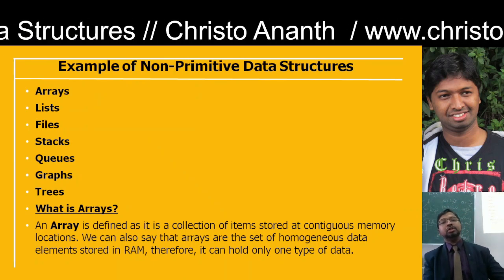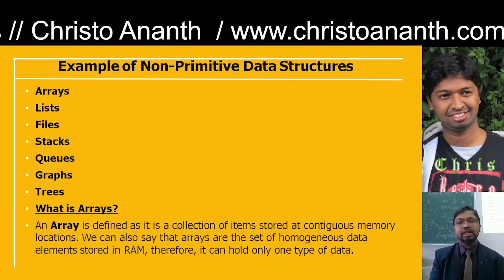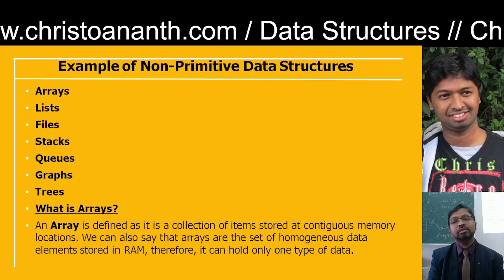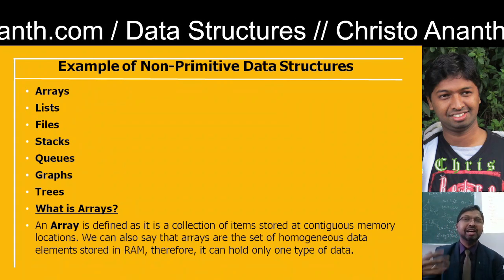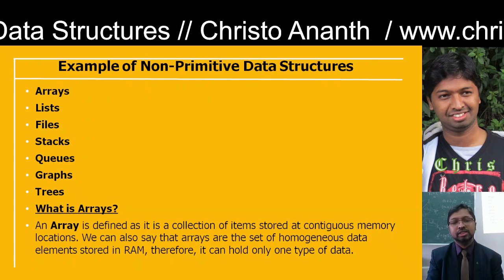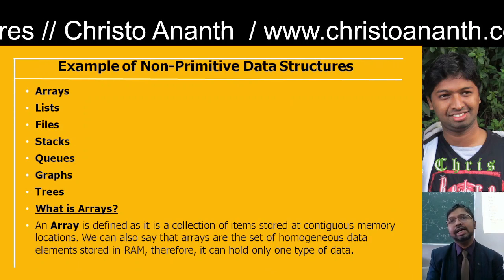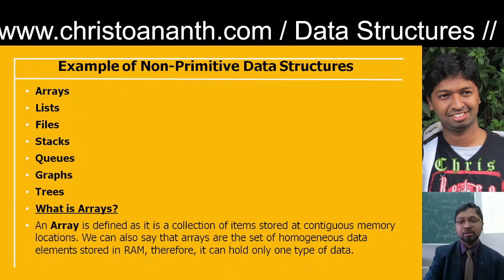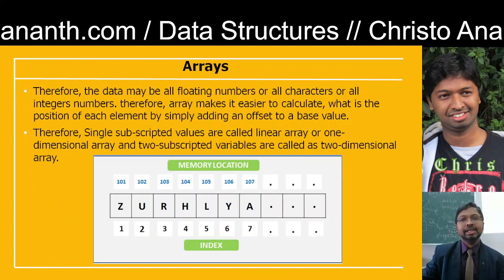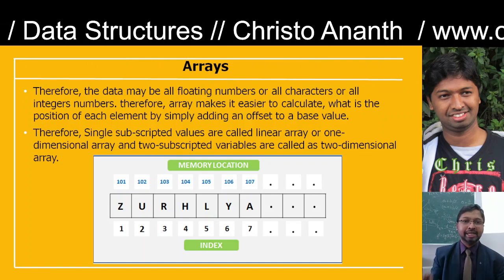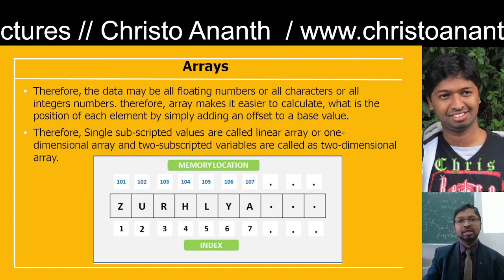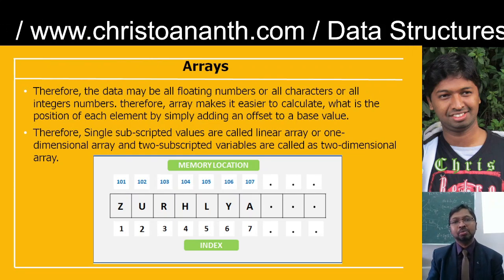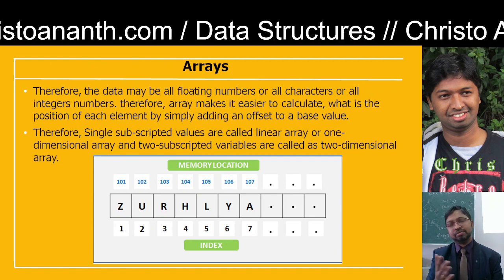So we continue. An array is nothing but a collection of items stored in contiguous memory locations. Arrays are a set of homogeneous data elements stored in random access memory, which means an array can hold only one data type. The data should be floating numbers, characters, or integer numbers. Using arrays, it is much easier to calculate the position of each element, since you can add an offset to the base value.